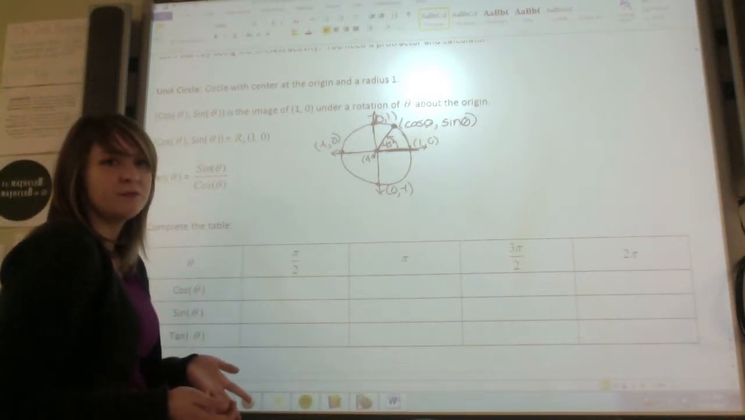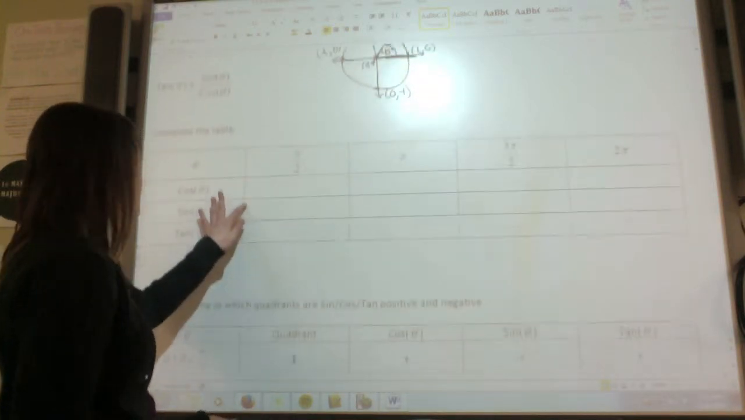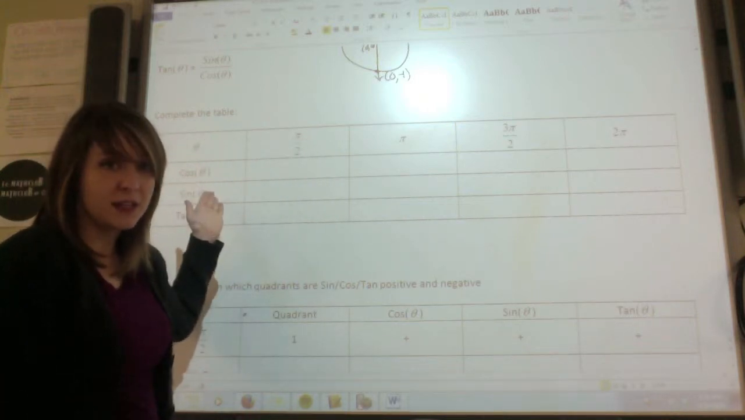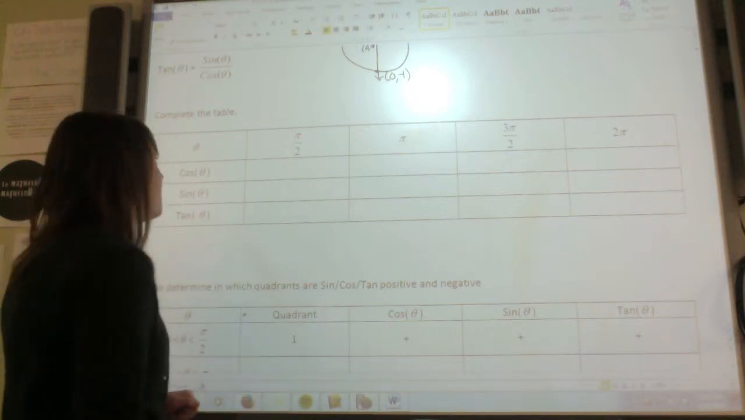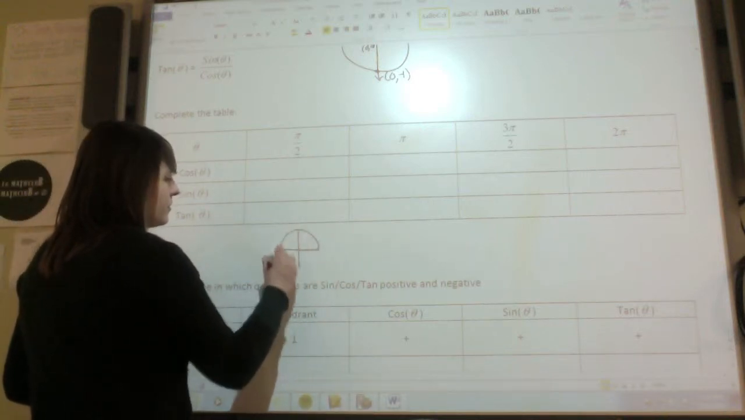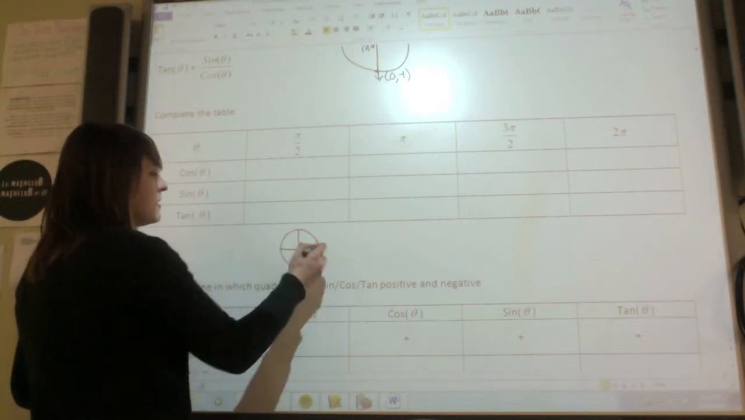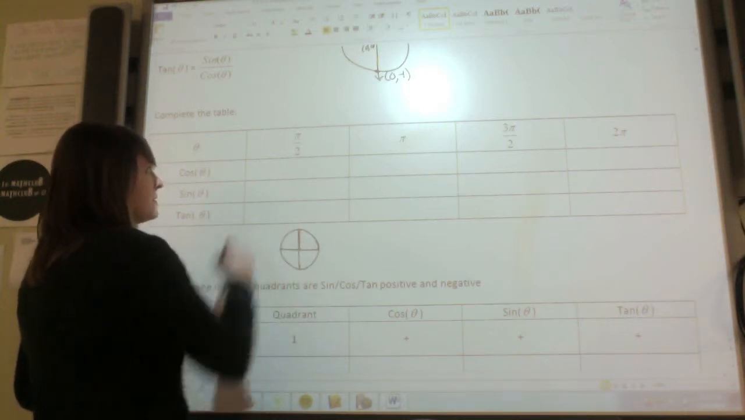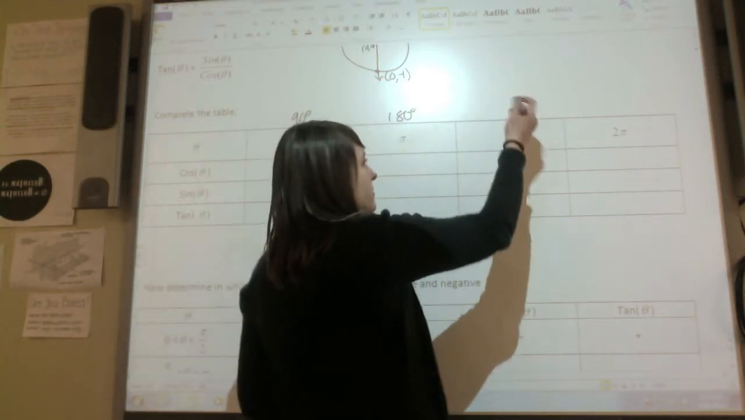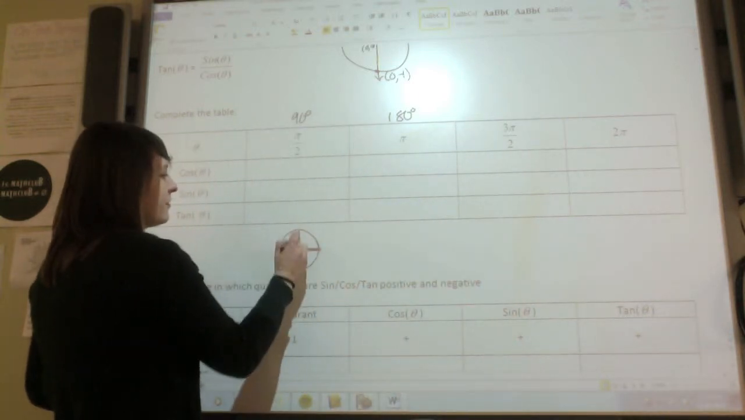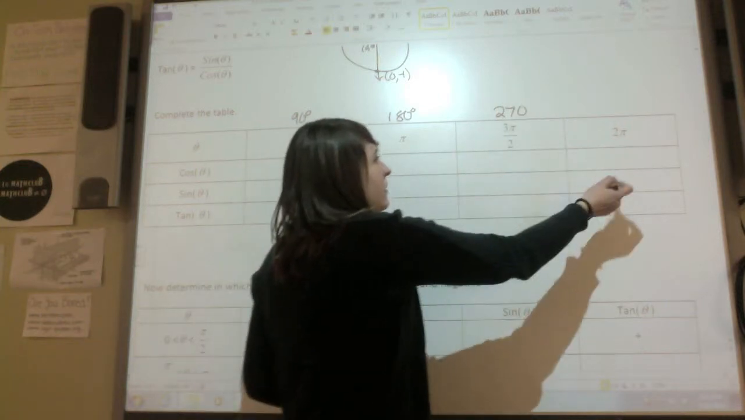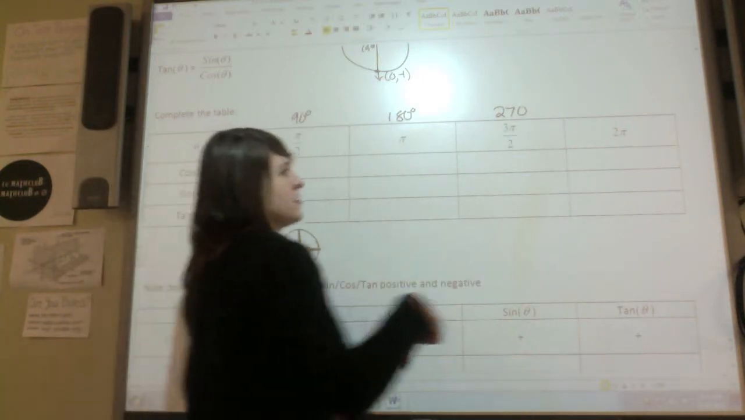Knowing this information, we can use it to complete these tables here. Notice that my theta is in radians. We're going to be using radians for pretty much the whole chapter. If I'm given a radian measure of pi over 2, remember that pi is 180 degrees, so pi over 2 would be 90 degrees. Which means 3 pi over 2 would be 3 of my pi over 2's, so that'd be right here, which is 270, and then 2 pi is all the way around the circle, so that'd be 360 degrees.